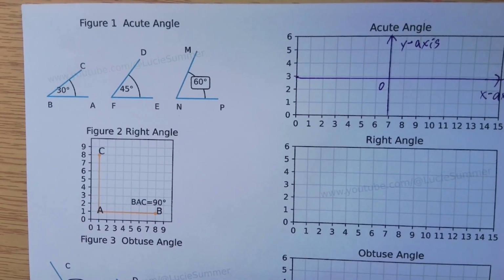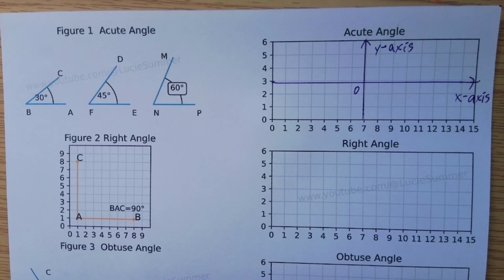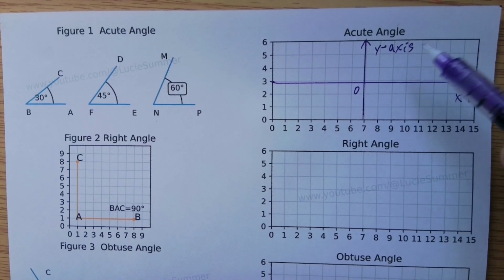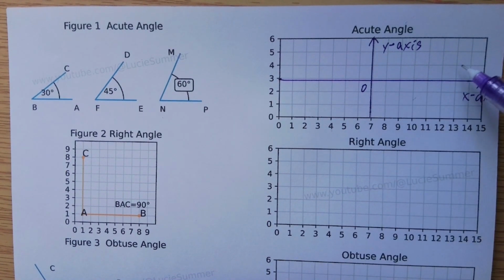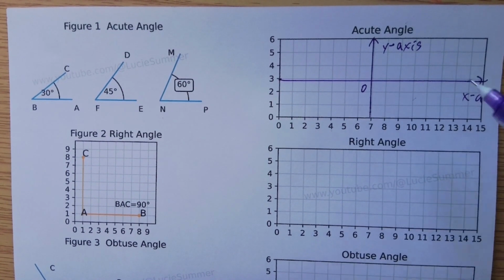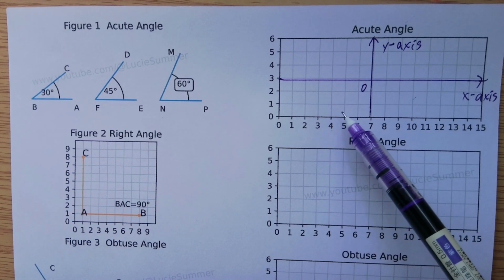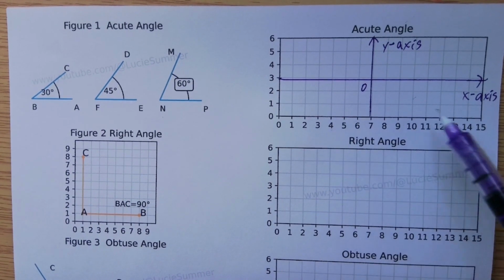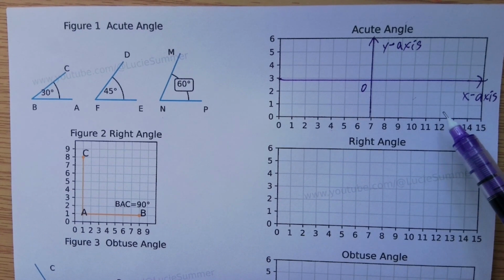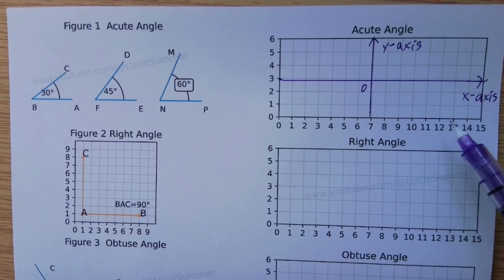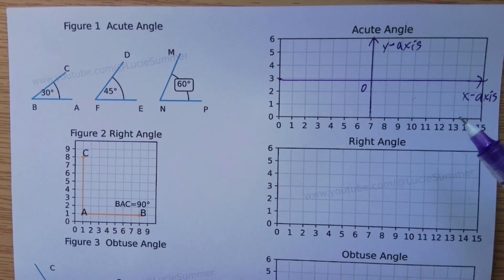So now you might also remember quadrants. The quadrants are the sections dissected by the x-axis and the y-axis. For example, like this part is the first quadrant, this part is the second quadrant, this part is the third quadrant, and this section is the fourth quadrant. So now let's continue on with angle drawing.